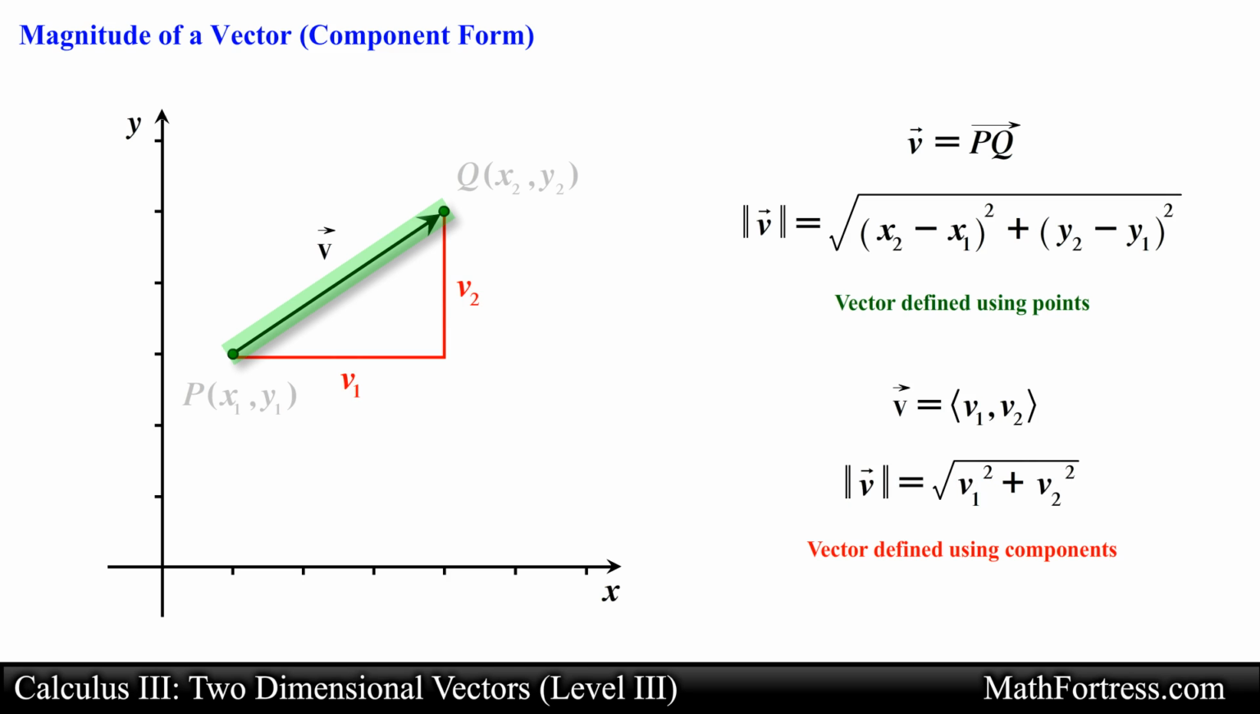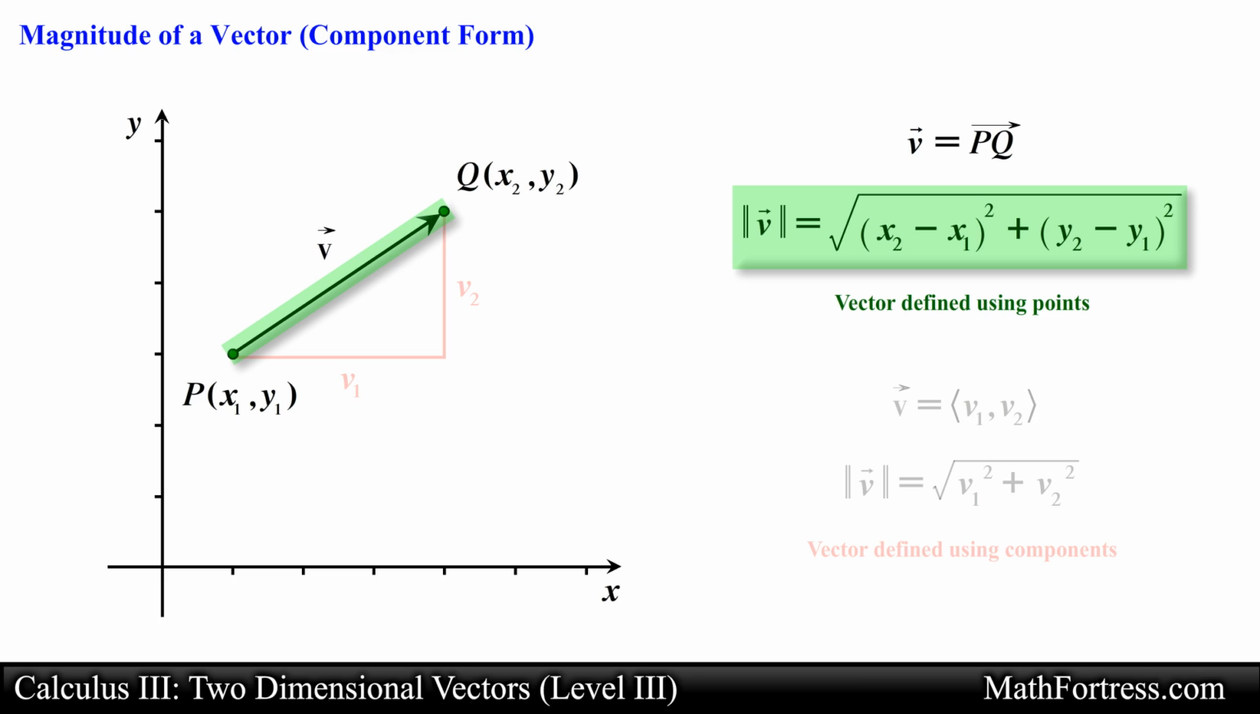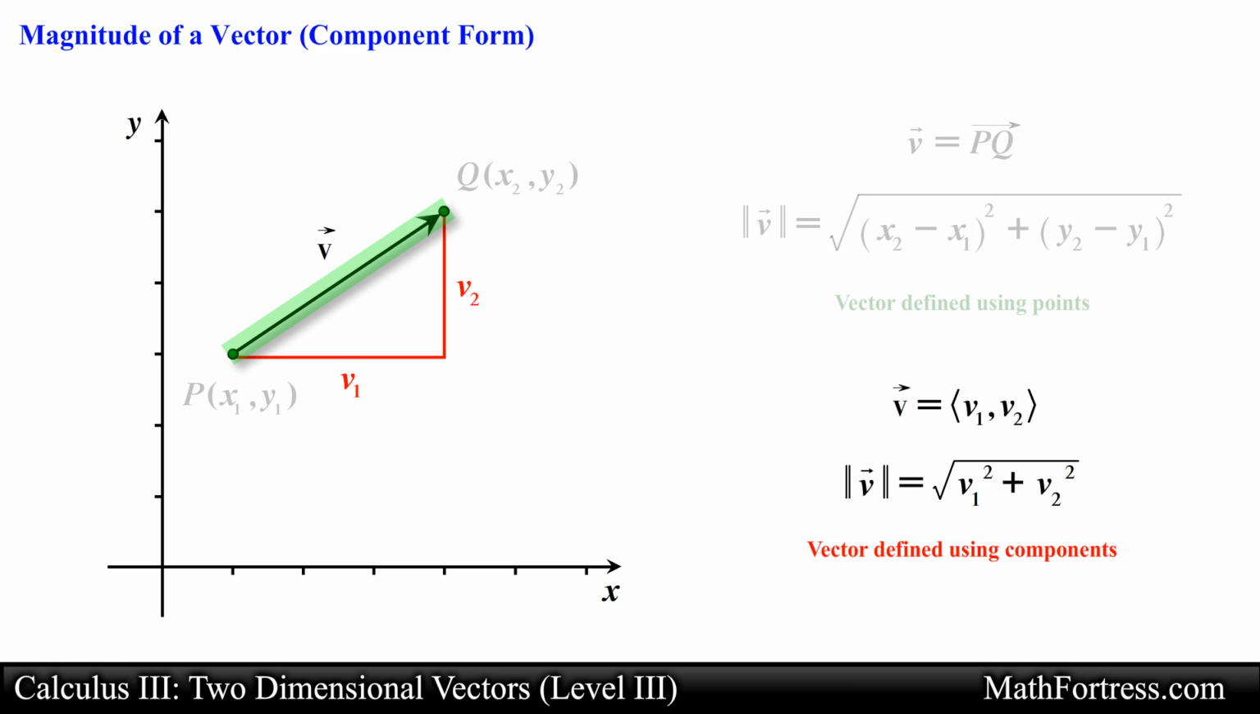We now have two distinct ways to find the magnitude of a vector, and both involve the use of the Pythagorean theorem. If a directed line segment is represented by an initial and terminal point, we use the first formula. If the vector is represented in component form, then we use the second formula.